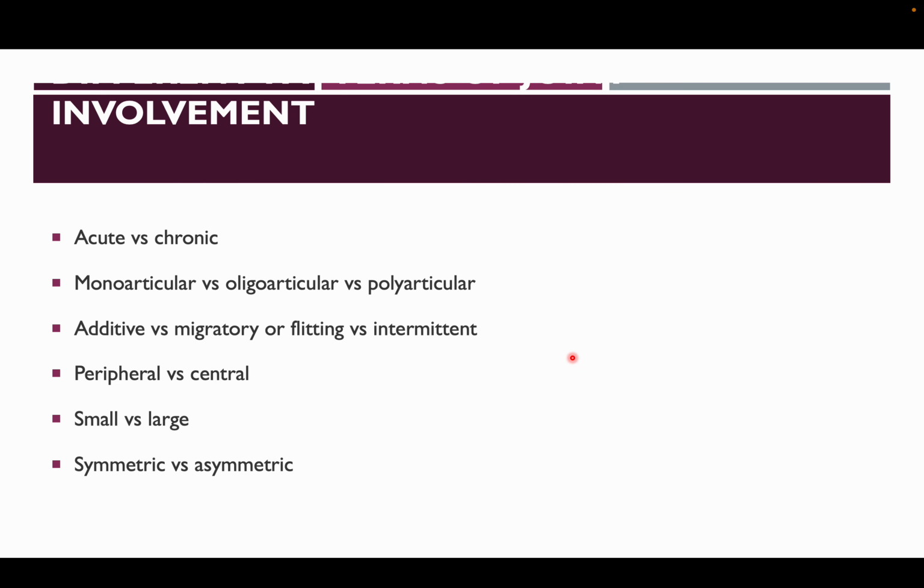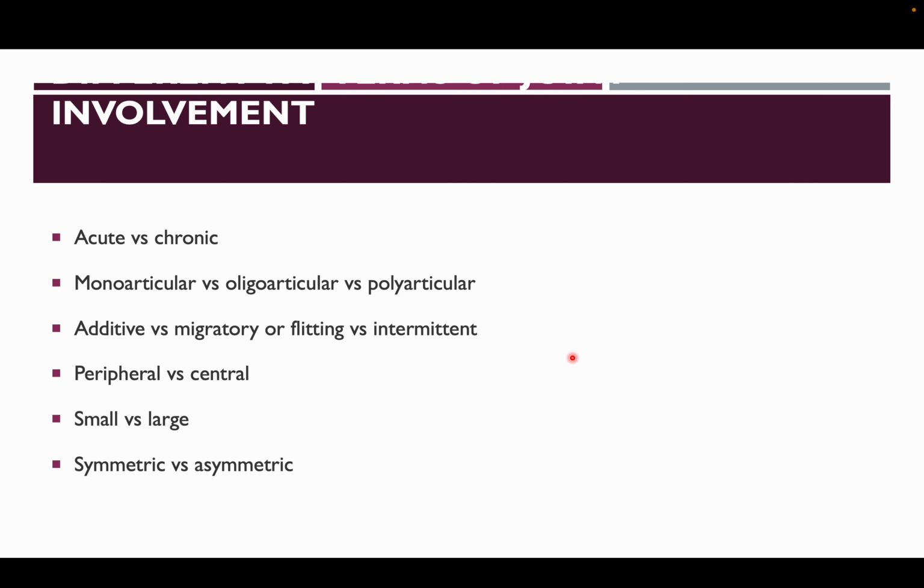Viral infections can also cause polyarthralgia. Some crystal arthritis and psoriatic arthritis can give polyarthritis. Also, some systemic diseases manifest as polyarticular involvement, which you should always think of. Now, additive or migratory: migratory is generally seen in the case of acute rheumatic fever.